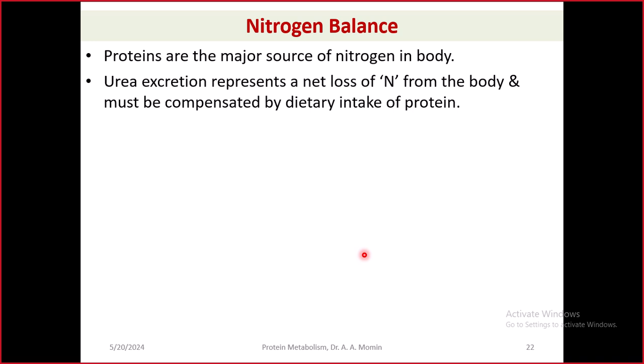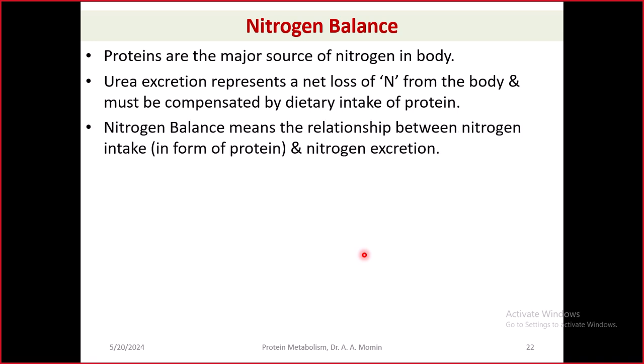The urea excretion represents a net loss of nitrogen from the body, because the end product of the metabolism of protein is urea. So it is the major non-protein nitrogenous waste substance excreted from the body. So urea excretion represents the net loss of nitrogen. More urea excretion, more nitrogen excretion, it is said. And it should be compensated by dietary intake of the protein.